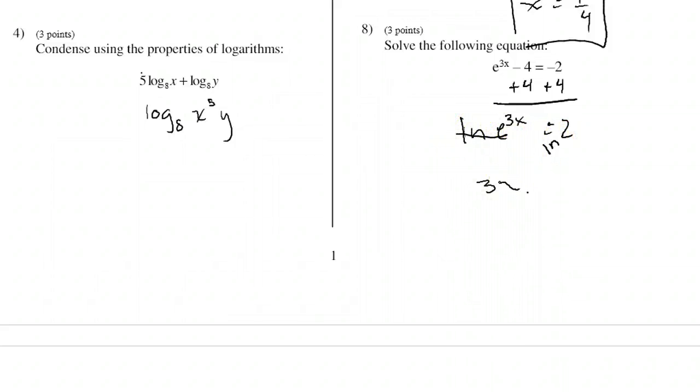I'm left with 3x is equal to ln of 2. And then if I divide by 3, then remember, can't cancel anything here. So all we're going to be left with is just ln of 2, all that over 3.